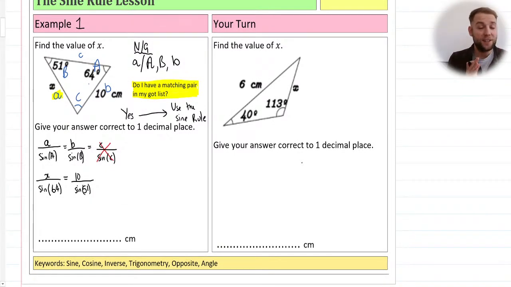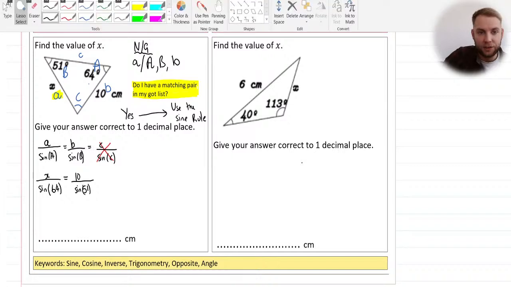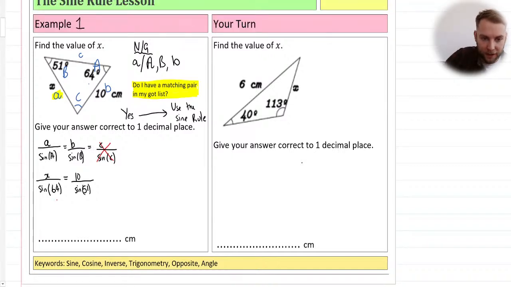So I've got x over sine 64 is equal to 10 over sine 51. If I want x on its own, I need to get rid of that sine 64, and I do that by timesing by sine of 64. I'm getting rid of that denominator by timesing by it. So my final equation is this.